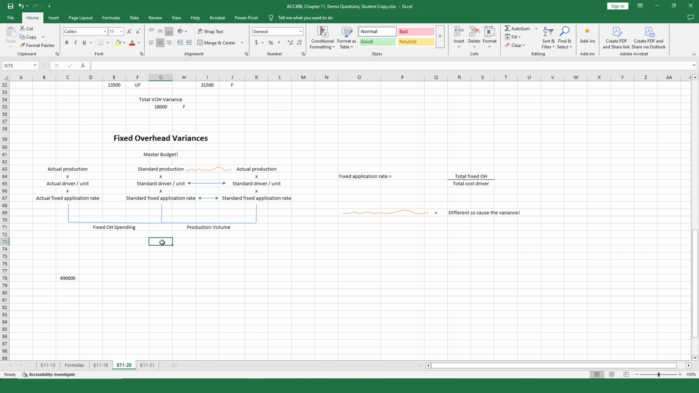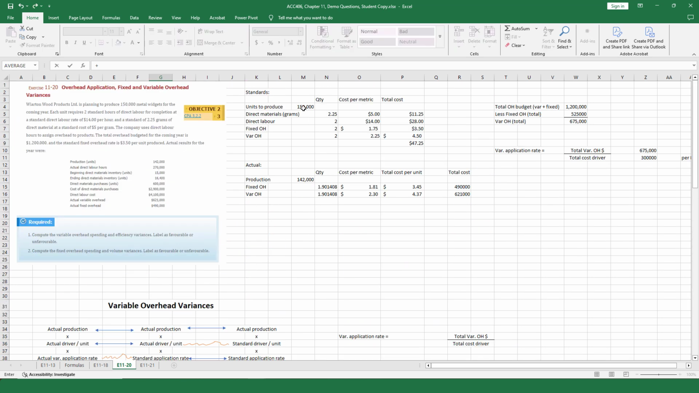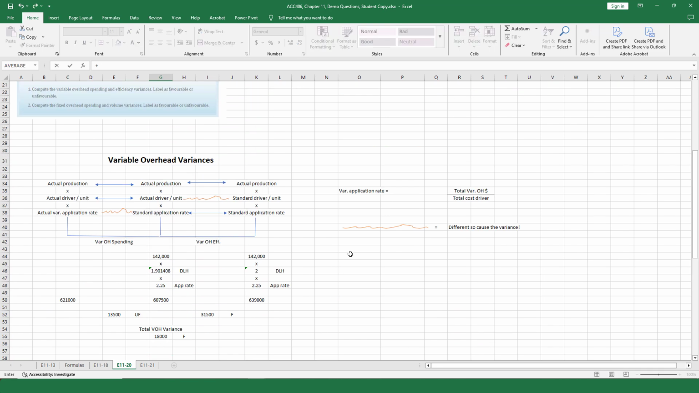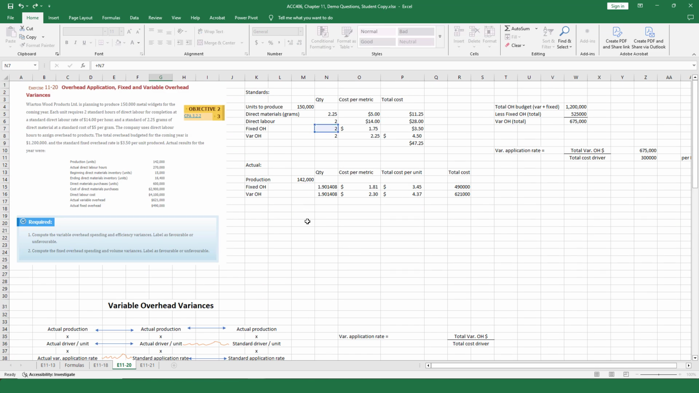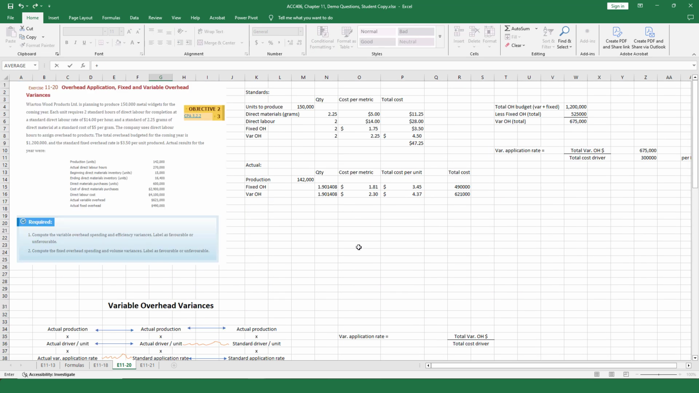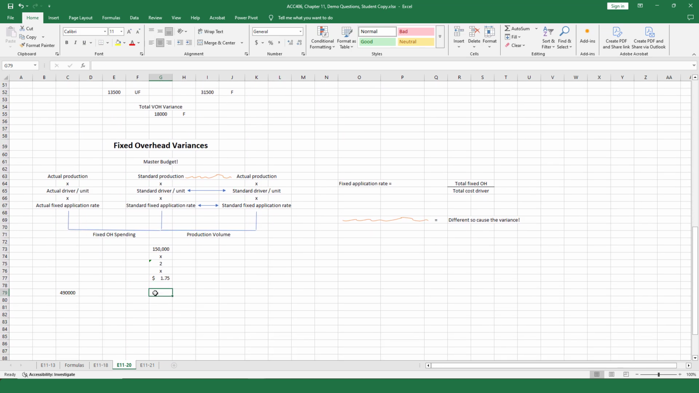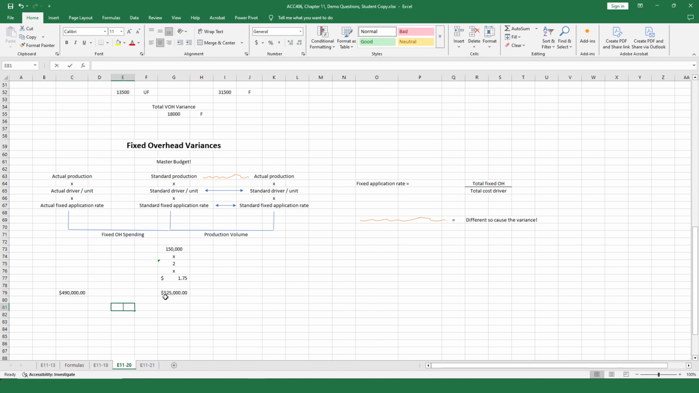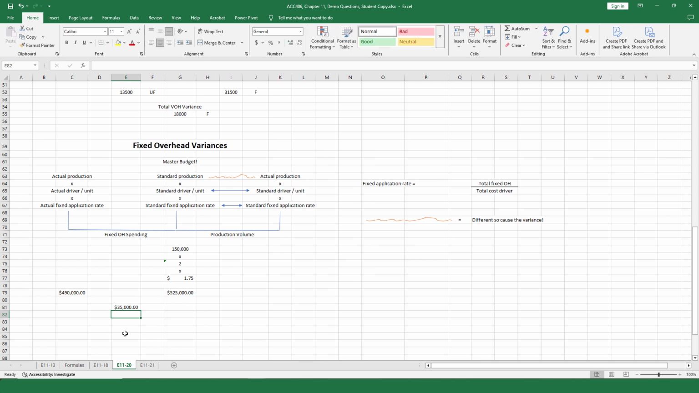So I want the standard production, 150,000 units. I want to multiply that by the standard driver per unit, 2, direct labor hours. I want to multiply that by the standard application rate, $1.75. Doing the multiplication, this is $525,000. Awesome. What's the difference between these two? Larger minus the smaller. Perfect, 35,000.